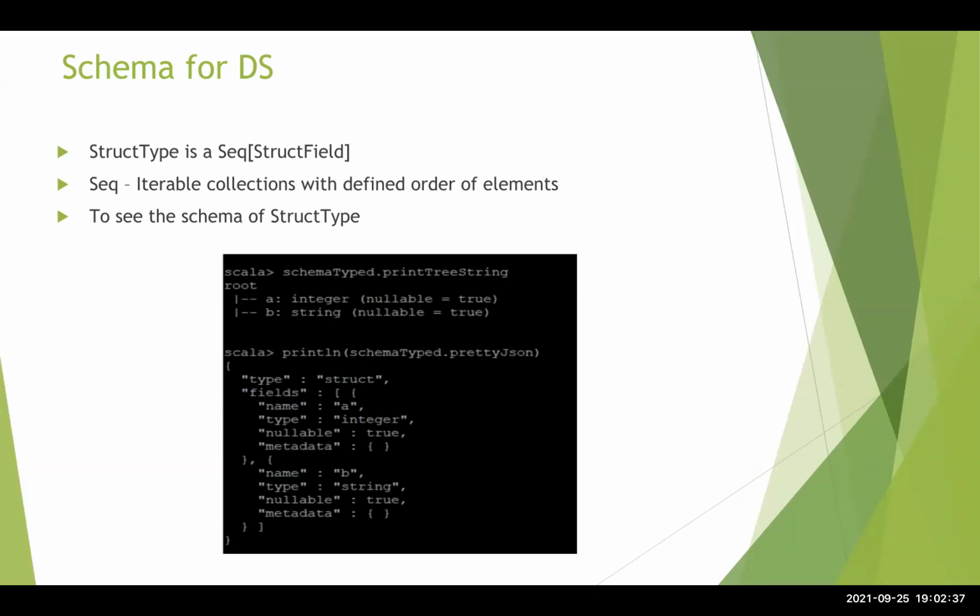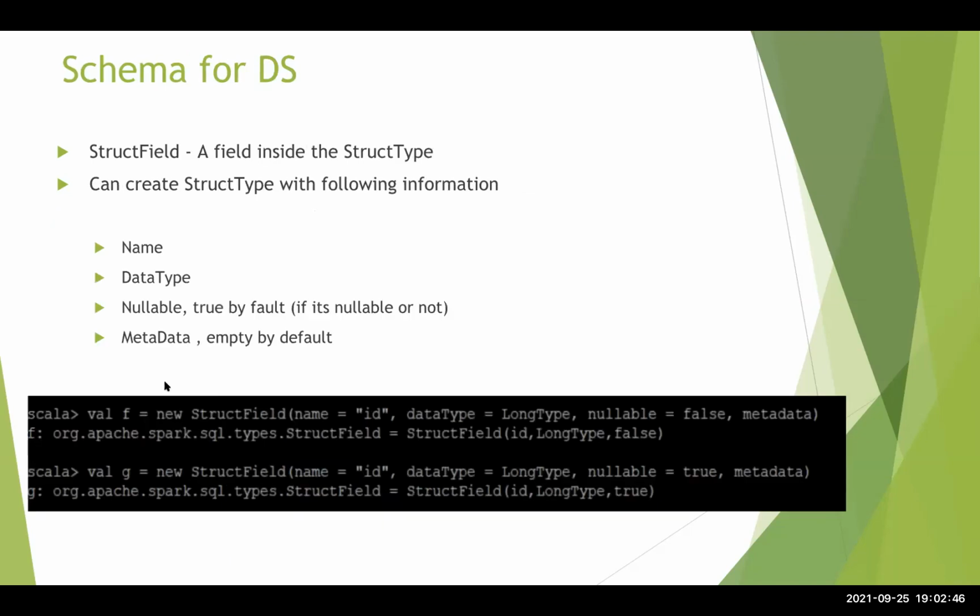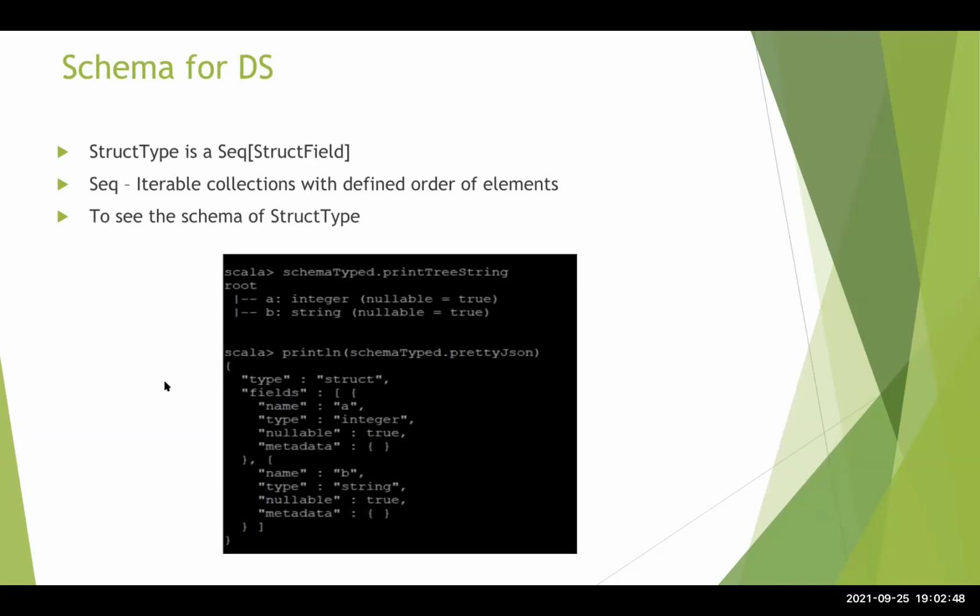Okay. We are not passing any metadata or any nullable. That's why nullable is coming as true and metadata is coming as blank. We are passing just the name and the type. So that's the schema. This is about the struct type.